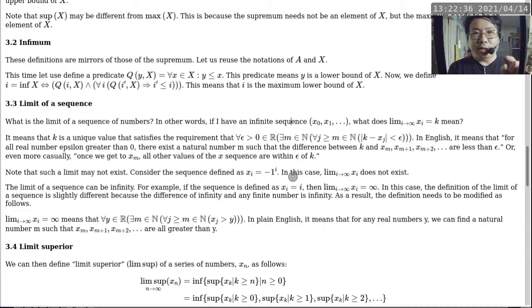But in the case of (-1) to the power of I, the amplitude of the oscillation does not change. It is always going to be 1, -1, 1, -1, 1, -1. So this claim here, there's no way we can find an m to satisfy all the requirements given that epsilon only has to be greater than 0. So that's why this particular sequence has no limits.